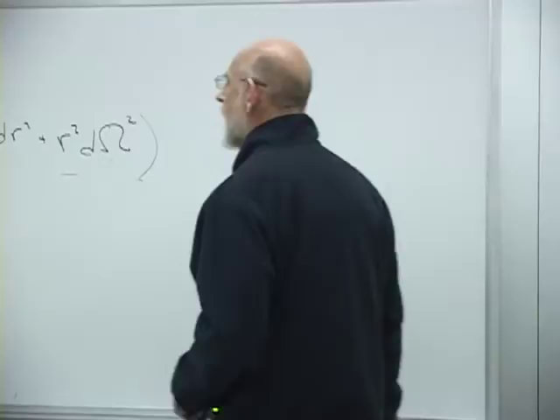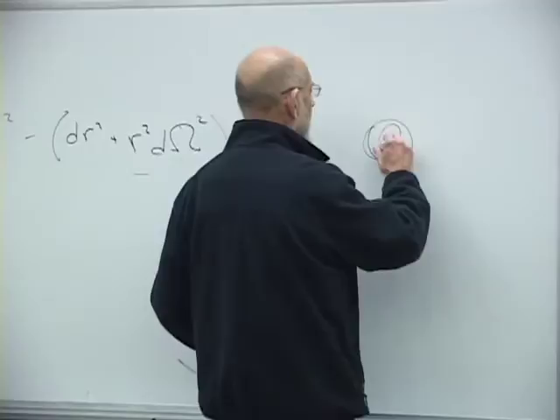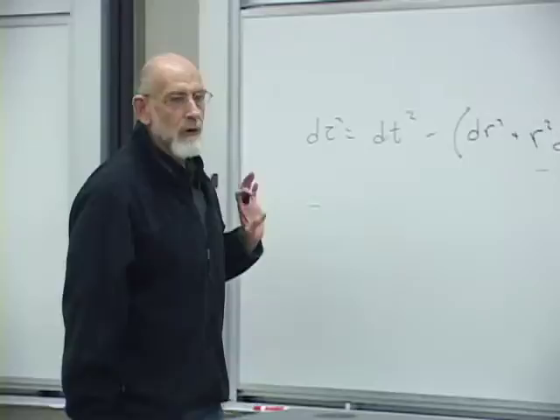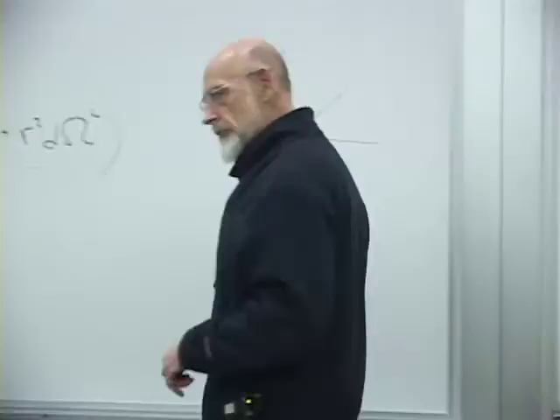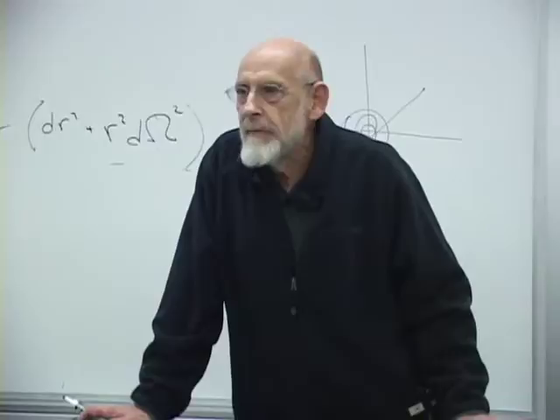How does this get modified in the presence of a black hole? Here's a black hole. We're going to describe the metric again in polar coordinates. It's a nice round, spherically symmetric object. Polar coordinates are the convenient coordinates to write it in terms of. In fact, that's generally true. When you have something with nice spherical symmetry, polar coordinates are usually the best coordinates to describe it in.